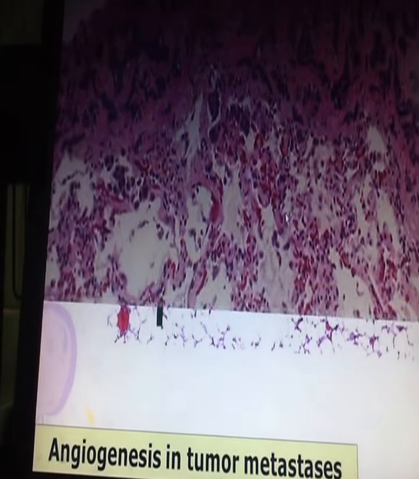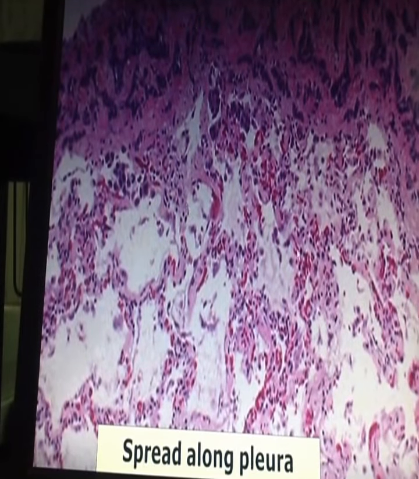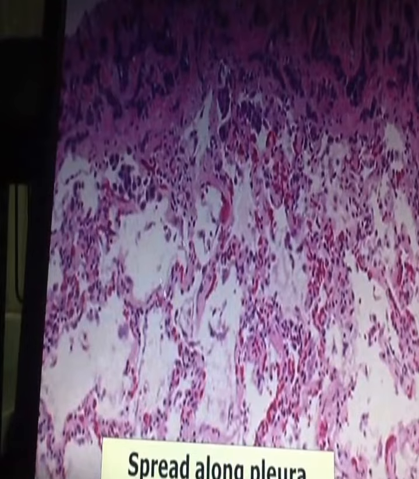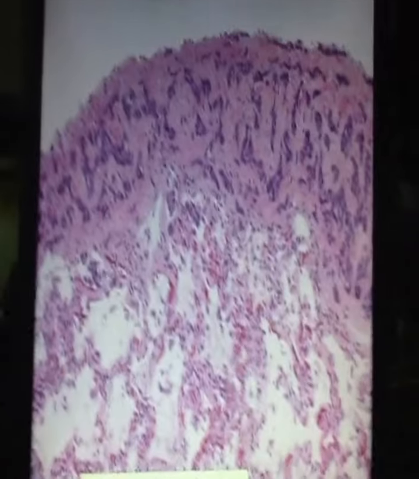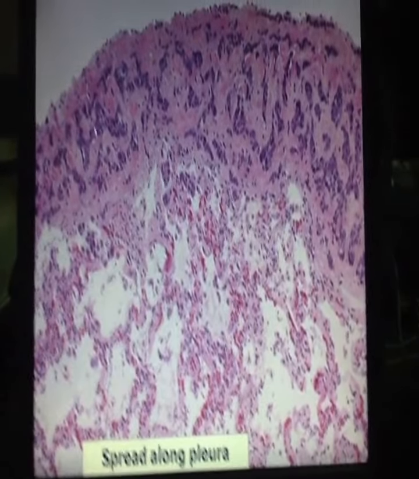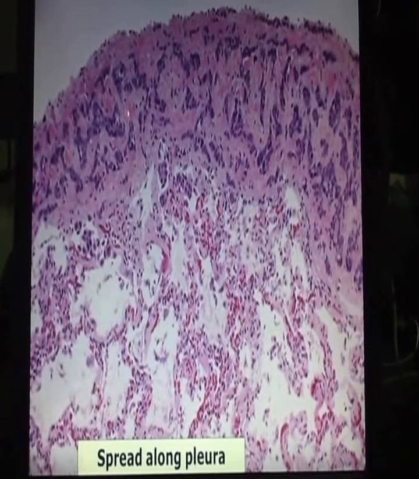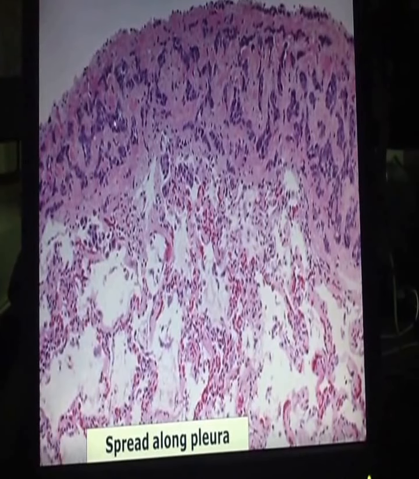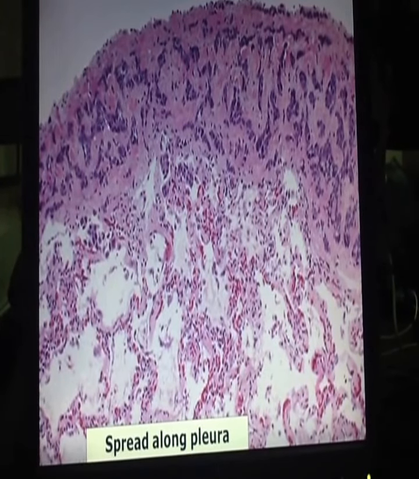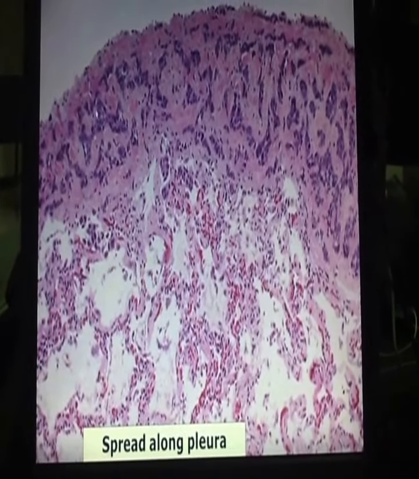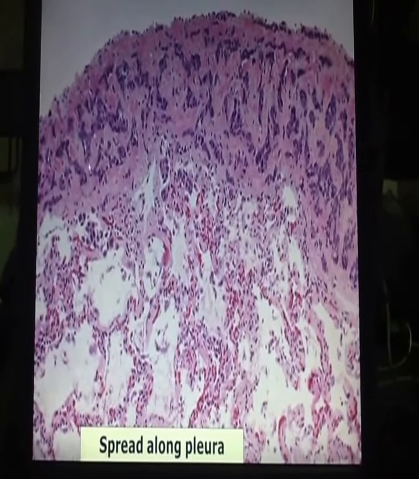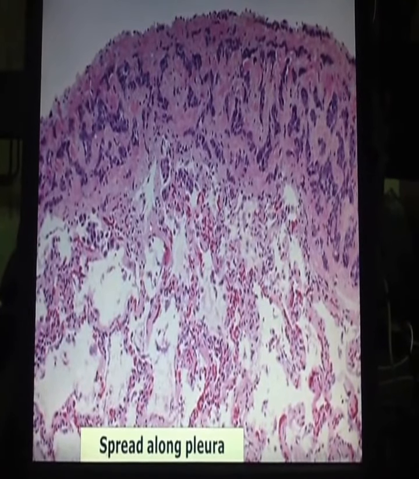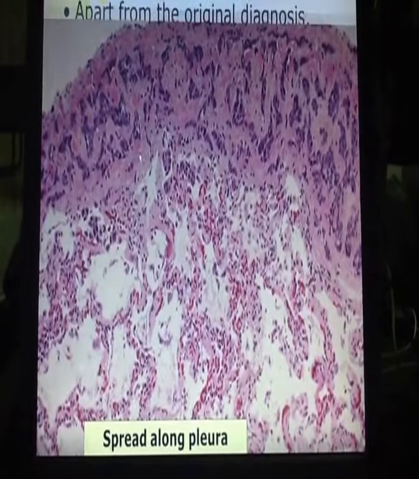This section is from the pleura, and here we have the underlying lung tissue, alveolar spaces, alveolar walls, and overlying it we have this stroma, which is the pleura, the pleural lining. Within the normal pleural tissue, we have those darker looking cells, irregular in shape. Those are the metastatic cells in the pleura.